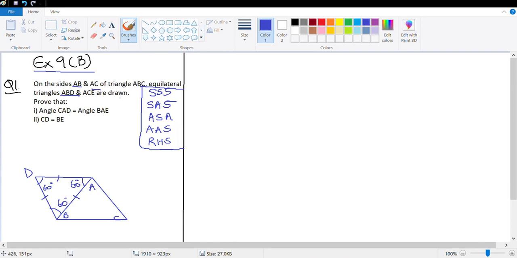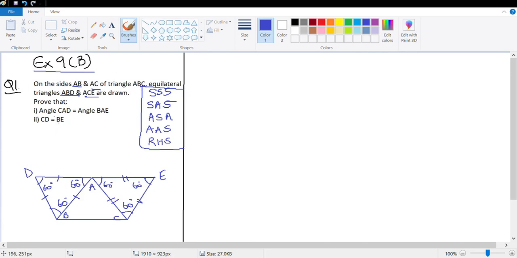So on AC, on the side AC, triangle ACE is drawn. So let me draw a rough diagram for equilateral triangle ACE. So this is AC and this is E. So this is also 60 degree, this is 60 degree, this is 60 degree, and these three sides are equal. Perfect. So this is the information given to us.